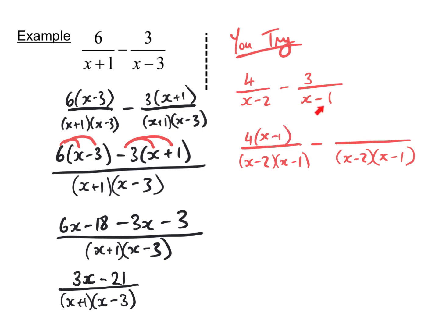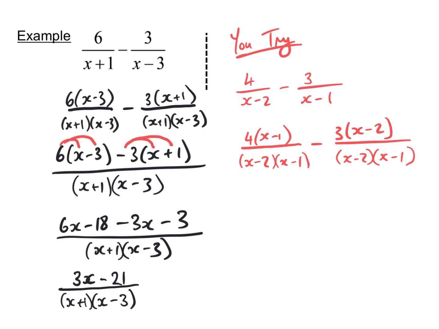What have I multiplied x minus 1 by to get this new denominator? So x minus 1 is already there. So I must have multiplied by this x minus 2. So again, I multiplied the bottom by x minus 2. I need to multiply the top by x minus 2 as well. So it's 3 bracket x minus 2.